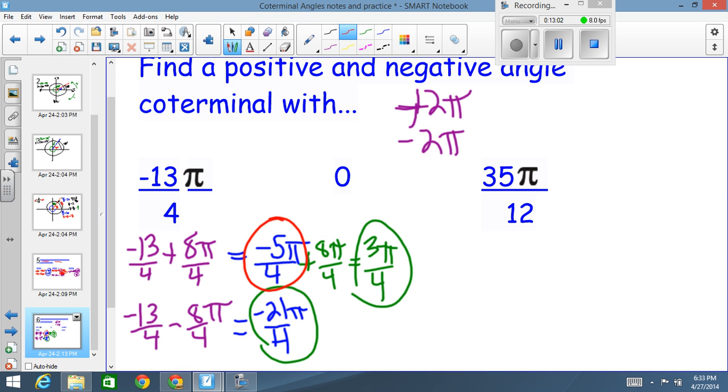What if it's 0? Well, 0 ought to be pretty easy. If I add 2 pi to 0, I just get 2 pi. If I subtract 2 pi, I'm left with negative 2 pi. Those are my coterminal angles.